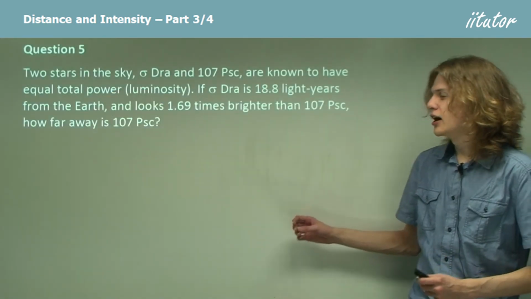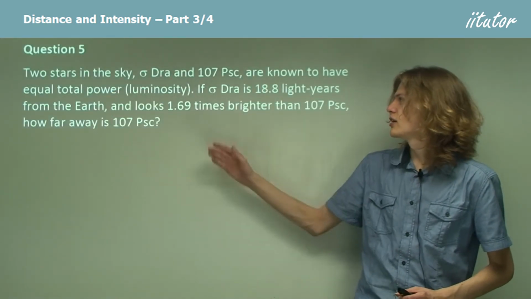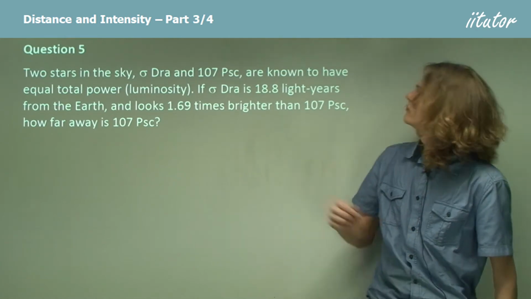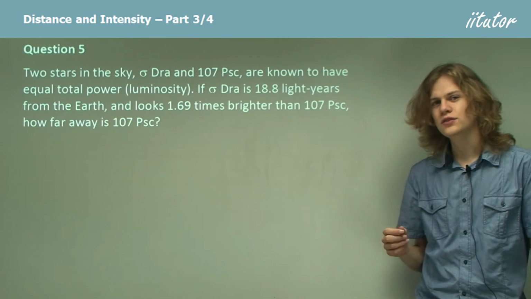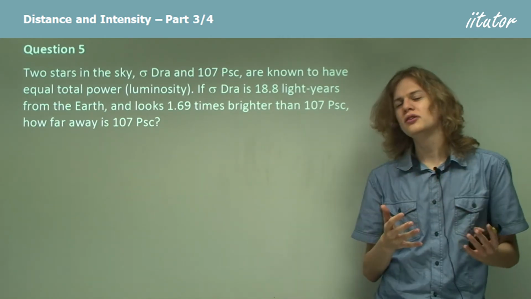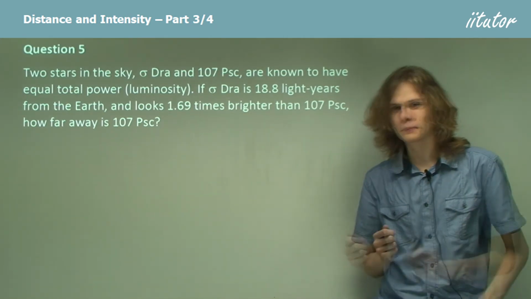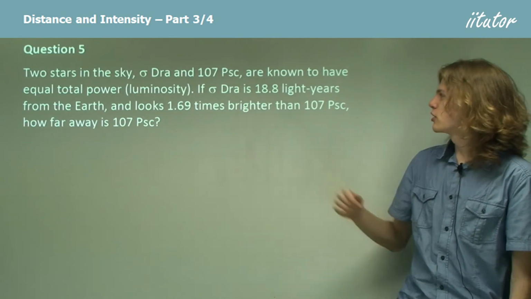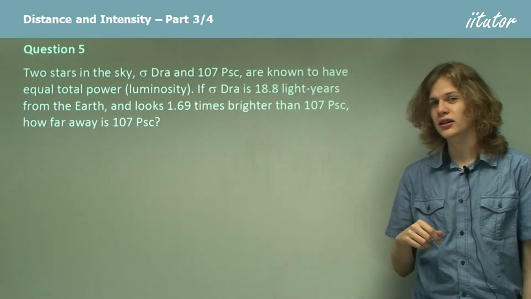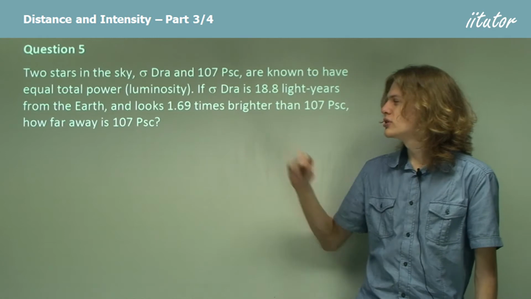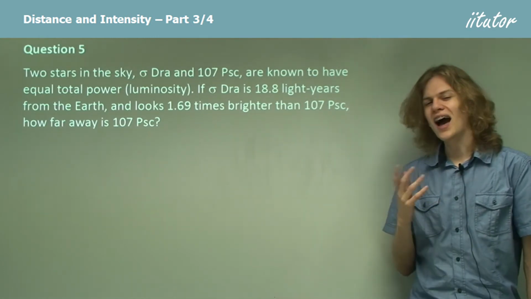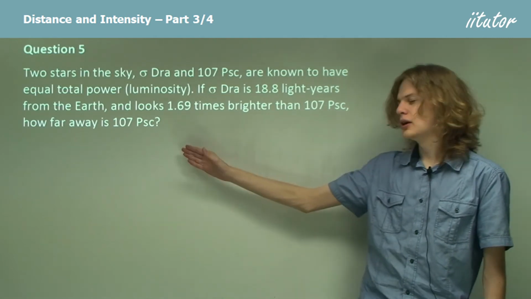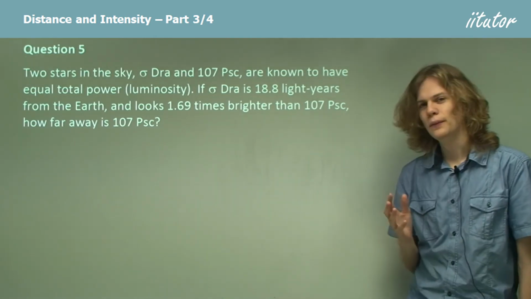Two stars in the sky, Sigma Draconis and 107 Piscium, are known to have an equal total power. That is, if you were at a distance of 1 meter from them, they would be exactly as bright. If Sigma Draconis is 18.8 light years away, and it looks 1.69 times brighter than 107 Piscium, how far away is 107 Piscium? So how do we answer this one?